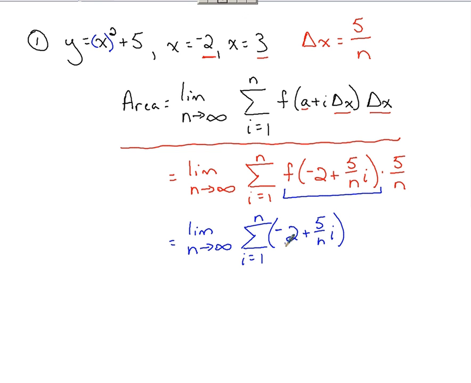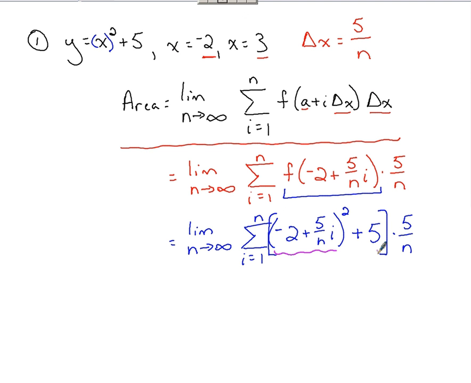Since I'm substituting that in for x, we're squaring that. And the rest of the function reads that we're adding on 5, so I make sure to add 5 down here. All of that represents my function. I'm multiplying by the delta x still, which is 5 over n. At this stage, I should expand the binomial and work on simplifying everything inside the brackets here.